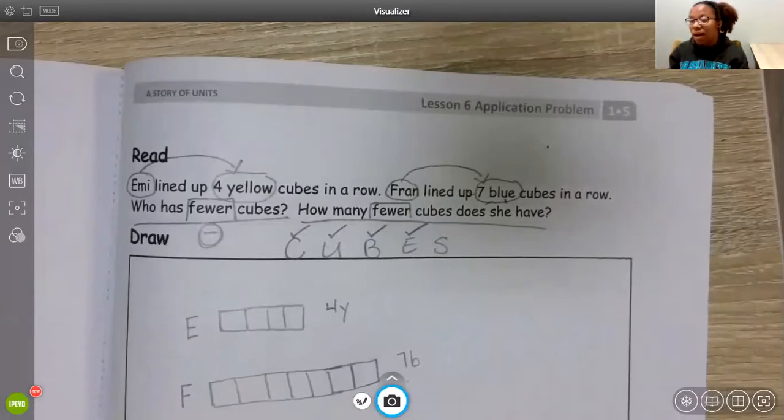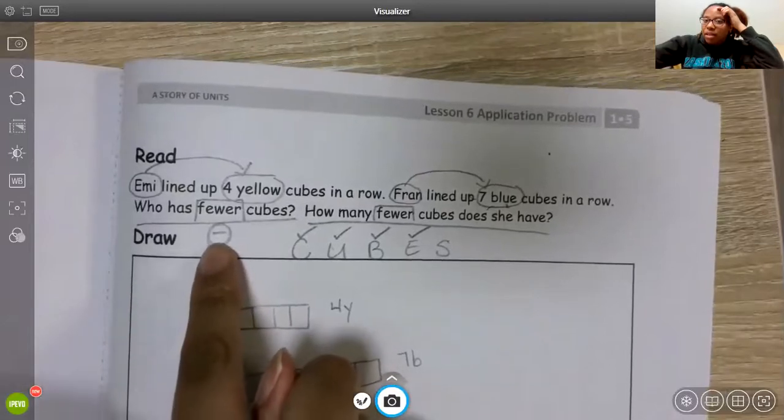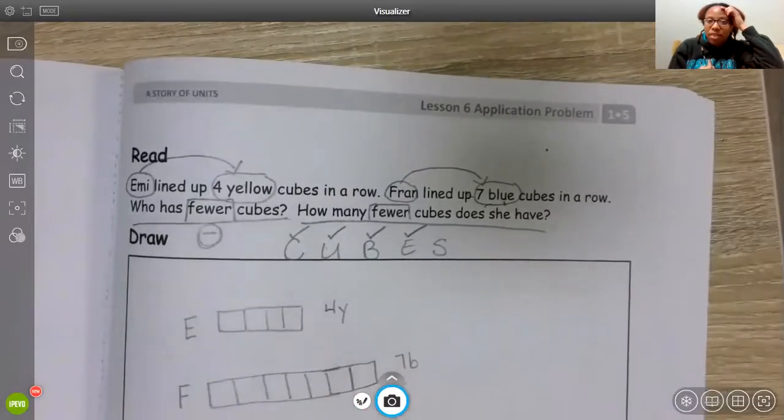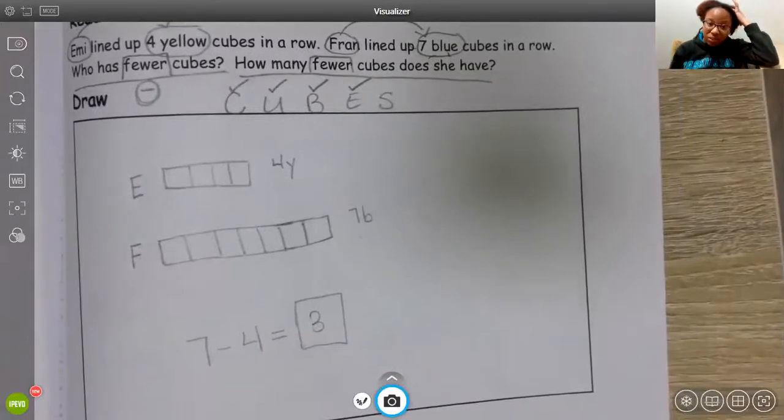Seems really close to mine. So now, what number sentence did you come up with? Well, I remember that when I saw the word fewer, I wrote the minus sign that helped me remember that I'm going to write a subtraction sentence. So if I have a subtraction sentence, what did you write again? Okay, I wrote 7 minus 4 equals 3.